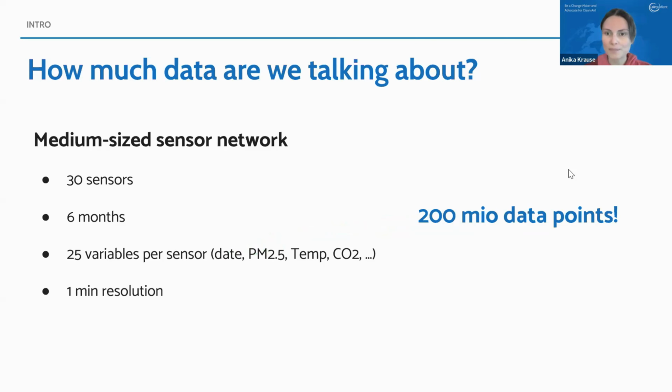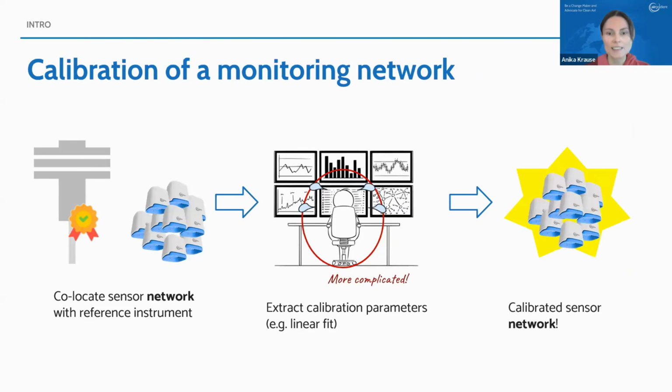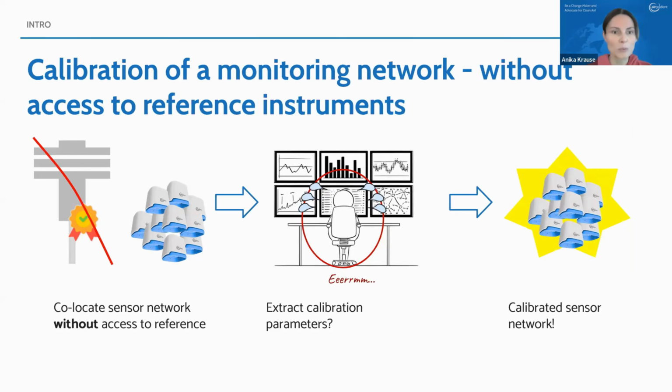And yeah, that is not easy to handle, definitely not with Excel anymore. And so I understand that people can feel quite overwhelmed quite quickly with that. So that's why calibration can become more tricky when you calibrate a sensor network. And then I want to talk about one more case where you might not have access to a reference instrument. So what do you do then with your sensor network?